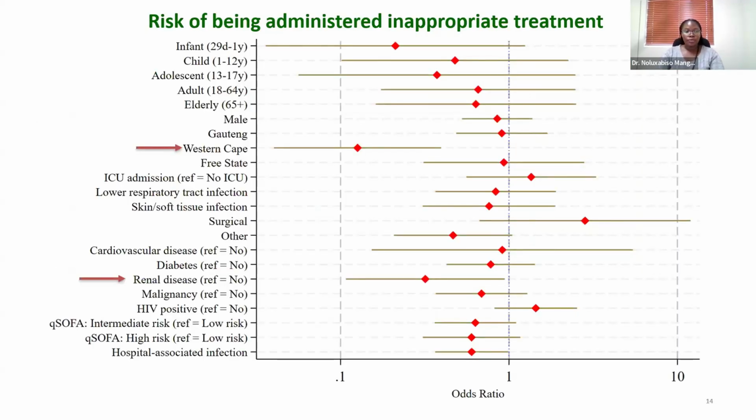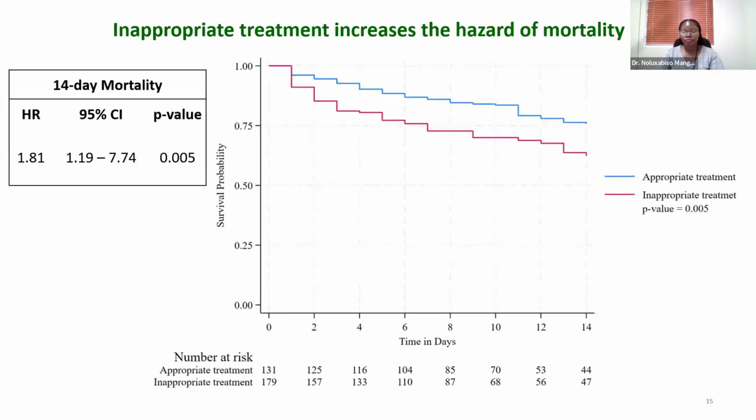Then we looked at the risk of being administered inappropriate treatment. We conducted a multivariate logistic analysis. In the analysis, we noted that patients who were treated in the Western Cape province and those with renal disease were significantly associated with lower odds of receiving inappropriate treatment. We then used this multivariate logistic regression to create propensity scores or weights to be able to reduce the biases between the two treatment groups.